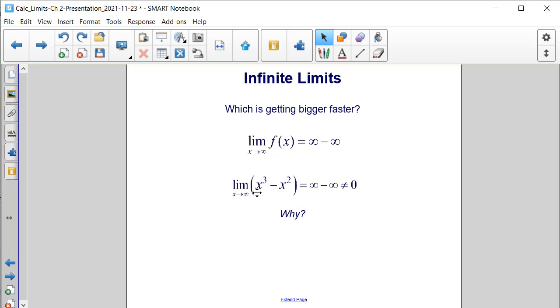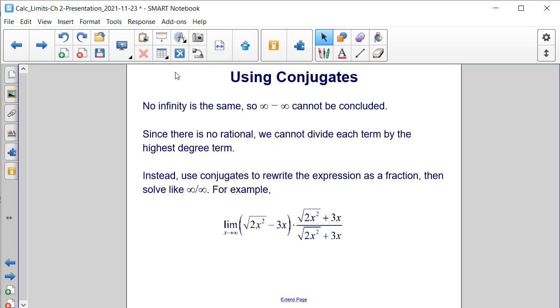For example, the limit of the quantity x cubed minus x squared as x approaches infinity is equal to infinity minus infinity, which is not equal to 0. Why does that happen? Well, no infinity value is actually the same, so infinity minus infinity cannot be concluded. Since there is no rational expression in this scenario, we cannot divide each term by the highest degree term.